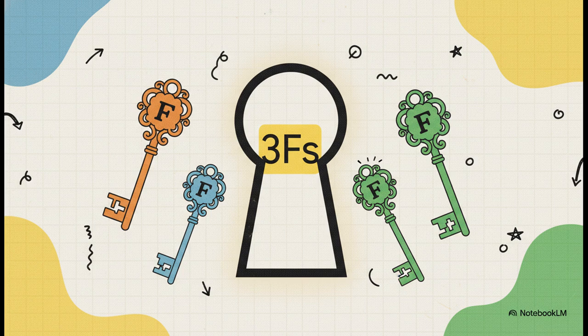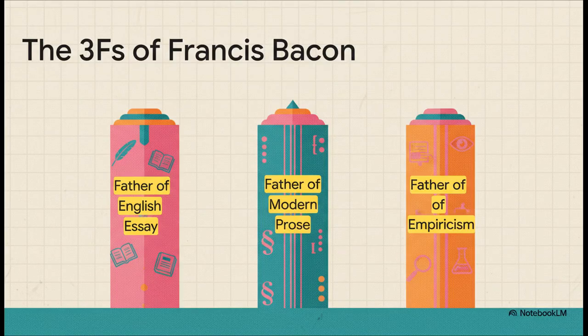Just remember the 3 Fs. That's it. That's your key. And here they are. Bacon is known as the father of the English essay, the father of modern prose, and the father of empiricism. See? The 3 Fs. He's the father of the English essay for basically creating the form. He's the father of modern prose for the clear, sharp style he wrote in. And all of that was driven by his main philosophy as the father of empiricism. These 3 titles, they're the pillars of his entire legacy. If you can remember these, you're golden.